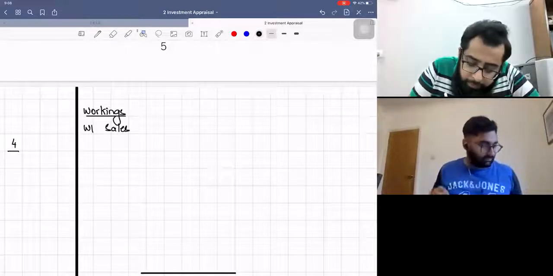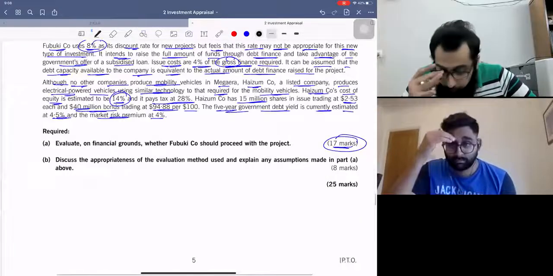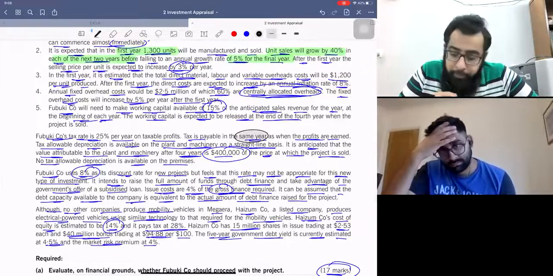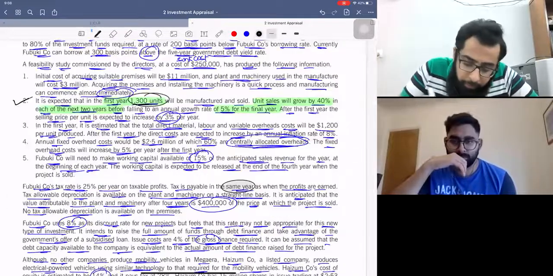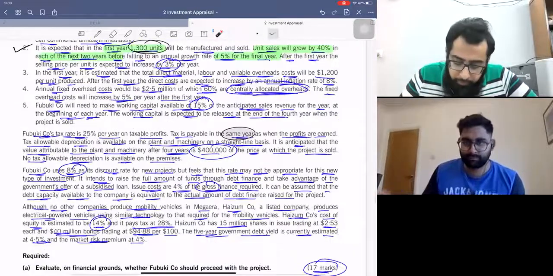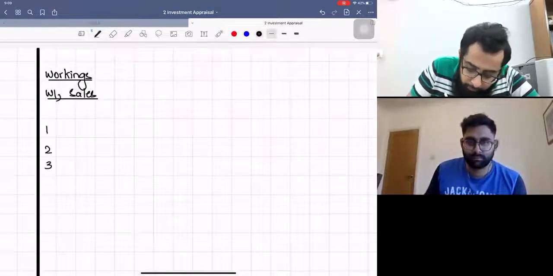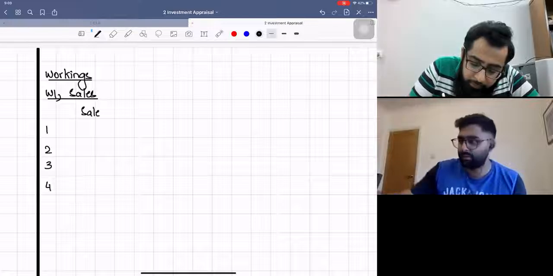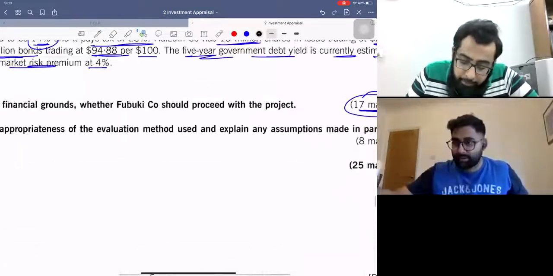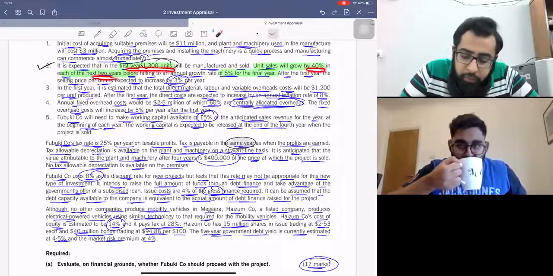Now there was some complex data relating to the sales. If you look at note number 1, note number 2, there will be 1,300 units in the first year, and the unit sales will grow by 40% in each of the next 2 years. So first of all, let's put the sale units. Year 1, year 2, year 3, year 4. What's the sales unit in the first year? 1,300 units in the first year, and grow by 40% in each of the next 2 years.